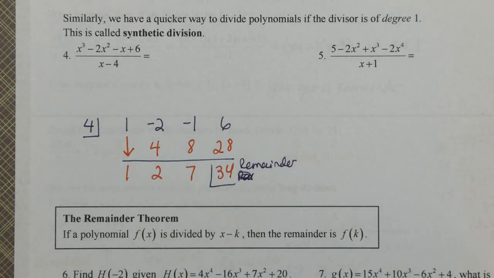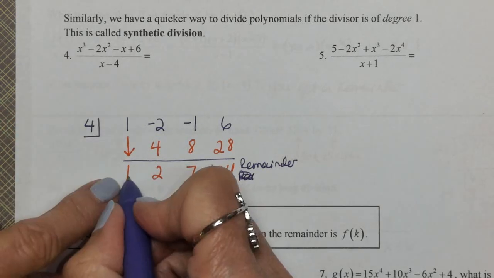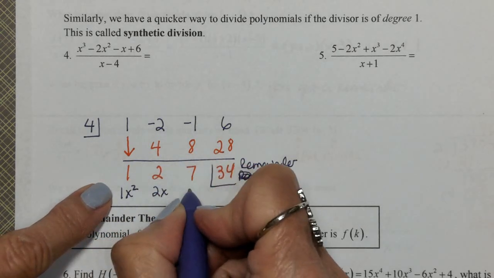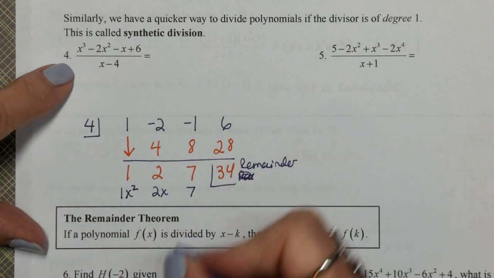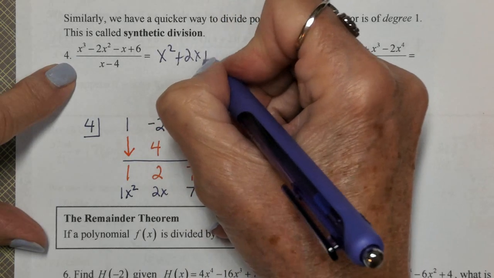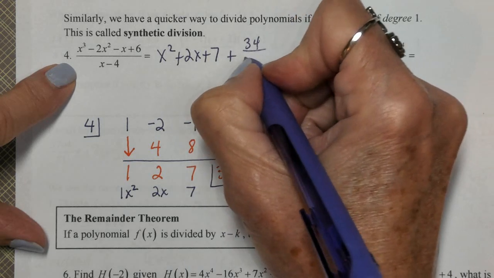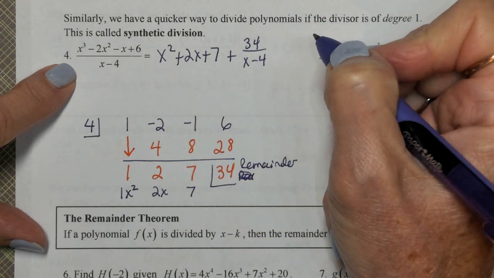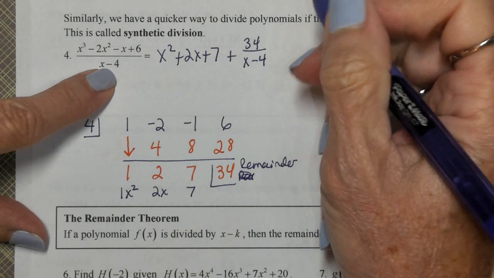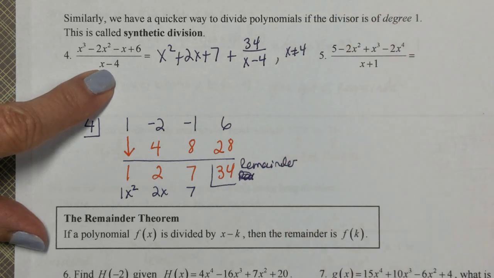That's your remainder. You started with a cubic term and you took out an x. This is 1x squared, this is 2x, and this is your constant of 7. So your quotient is x squared plus 2x plus 7, and your remainder is 34 over x minus 4. And remember that your domain does not include 4 here, so x is not equal to 4.